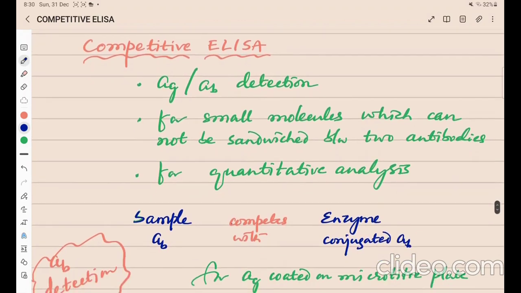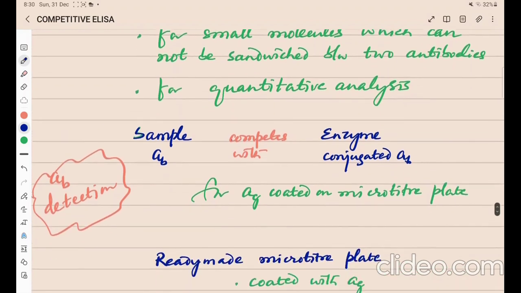Competitive ELISA, basically, we can use for both detection of antigen and antibodies. Mostly it is used for detection of antibody, for quantitative analysis. So both qualitative and quantitative we can do. For quantitative analysis particularly, competitive ELISA is used. And this is basically used when the antigen cannot be sandwiched between 2 antibodies. In that case, we use this competitive ELISA.